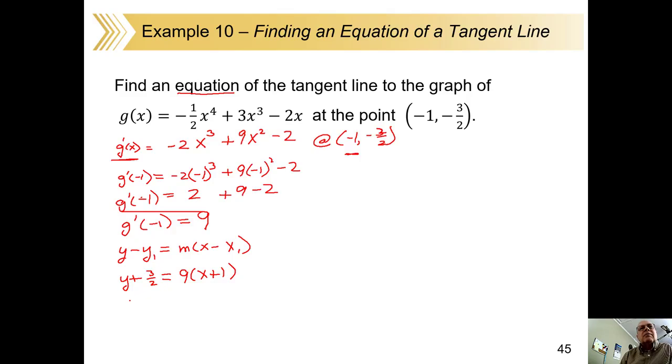There's our equation. Not quite ready for prime time though. Y plus 3 halves. Oops, what did I do? Equals 9x plus 9. Subtract 1.5 from both sides. Still the 9x. Subtract 1.5 from that. We'll still have 7.5.